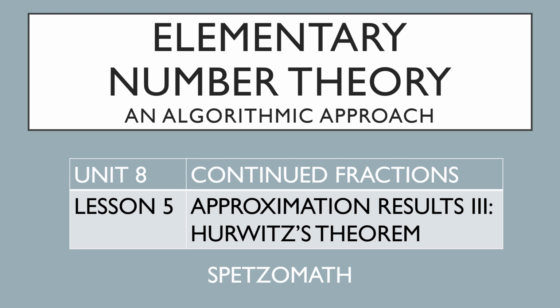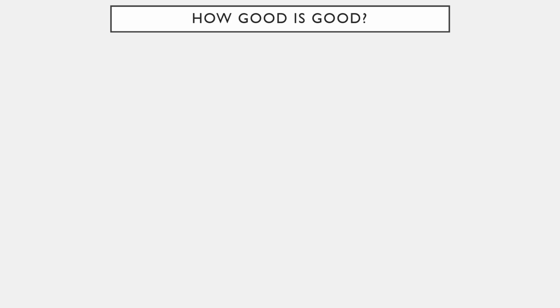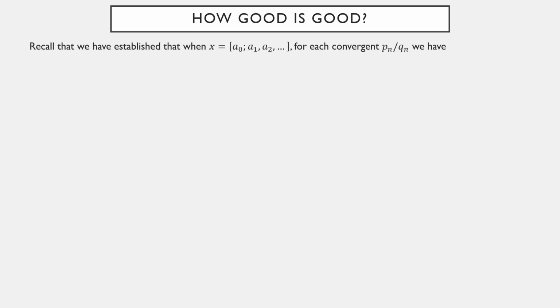Next up on our list of approximation theorems, something known as Hurwitz's theorem. So remember that if you have x expressed as a regular continued fraction, the convergents Pn over Qn satisfy the following inequality. Not only is Pn over Qn close to x, but the distance is smaller than 1 over the denominator of the convergent we just used times the denominator of the next convergent, q sub n plus 1.